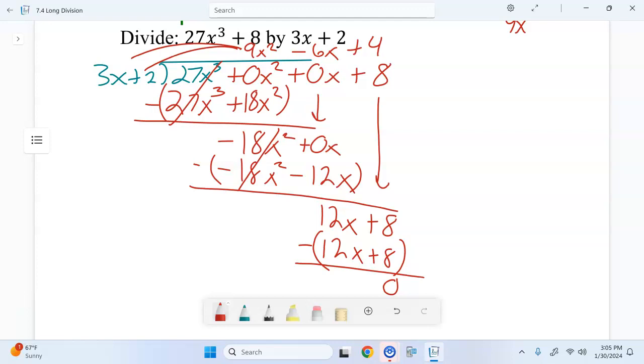Minus 6x. So, do we have a remainder? No. It divides evenly, leaving us with 9x squared minus 6x plus 4.